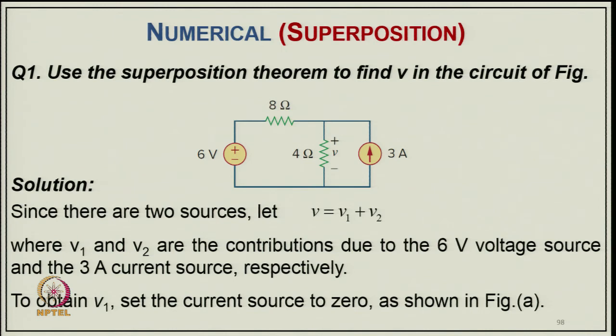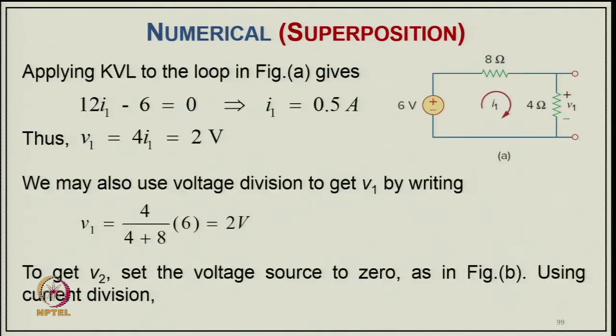Now, coming to solved problems: use the superposition theorem to find V in the circuit shown here. We have a circuit with a 6 volt independent voltage source and a current source in parallel with the 4 ohm and 8 ohm resistances. So, the solution: here we have two sources, so let V equal V1 plus V2, where V1 and V2 are the contributions due to the 6 volt source and the 3 ampere current source respectively. To obtain V1, set the current source to 0 as shown in figure A.